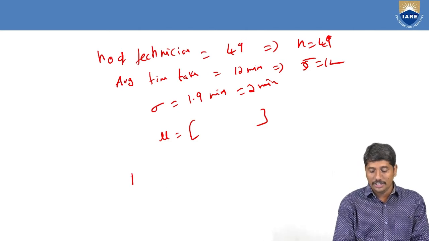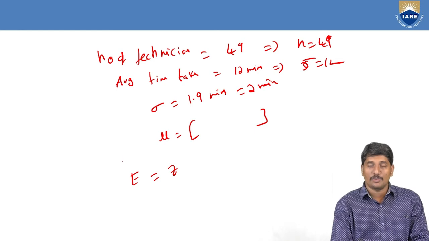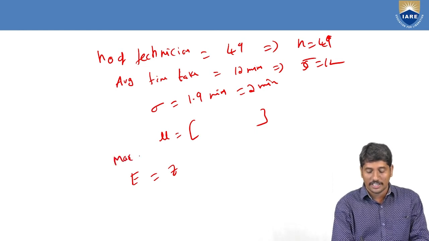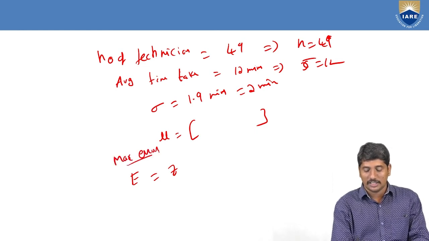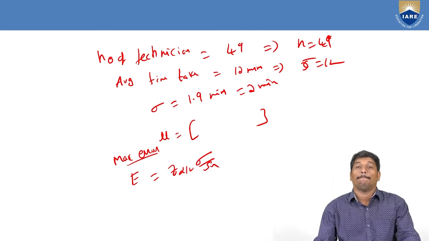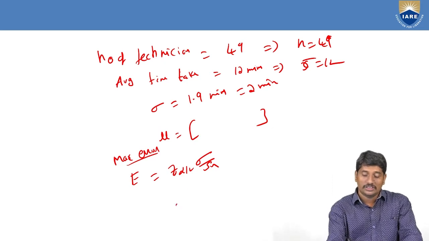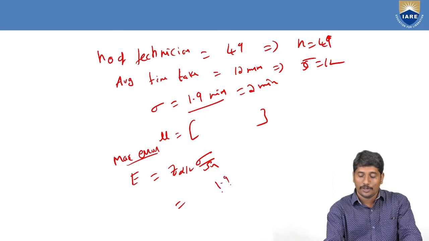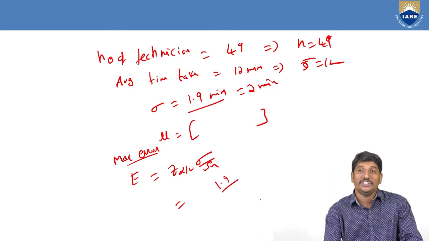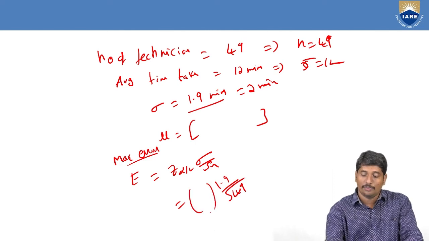For that, we need E, the maximum possible error. The formula for maximum possible error is E is equal to Z alpha by 2 times sigma by root n. What is sigma? Sigma is 1.9. So 1.9 by root n. What is n? The number of technicians you have tested, 49. Root 49.